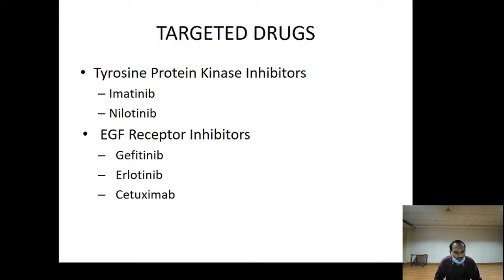And the best part of this is that this tyrosine protein kinase, which is overexpressed in the malignant cells because of the abnormality in the BCR-ABL gene, will not be there in the normal cells. So that is the big advantage. The normal bone marrow cells, the neurons, the mucosal epithelium, the hair follicle, the gonads, they don't have this type of tyrosine protein kinase.